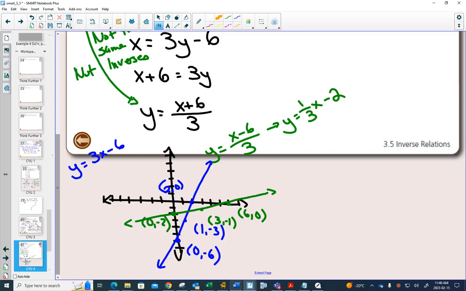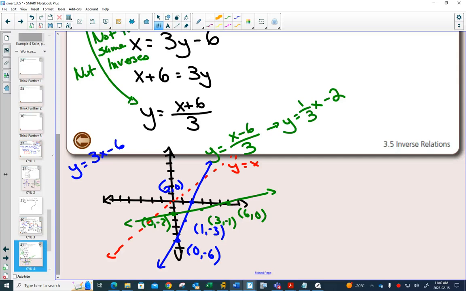Now, can we see that these are not inverses? Because if I draw y equals x in red as a dotted line, the blue one, if I flip the blue one over that, it does not match up with the green. So graphically, I can see they're not inverses because they're not a reflection over the line y equals x.